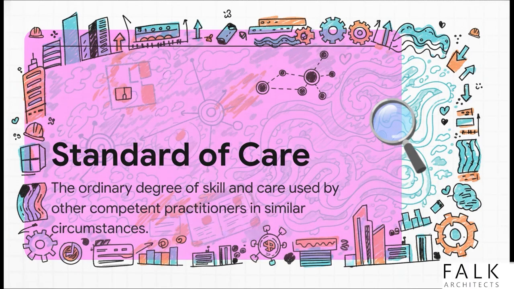Now, to manage risk, you also got to know the rules of the game. And a super important legal concept is the standard of care. It basically means an architect isn't expected to be perfect. They don't have to be superheroes. They're just expected to do their job with the same skill and care that any other competent architect would in a similar situation. That's the bar. That's the benchmark they're judged against.